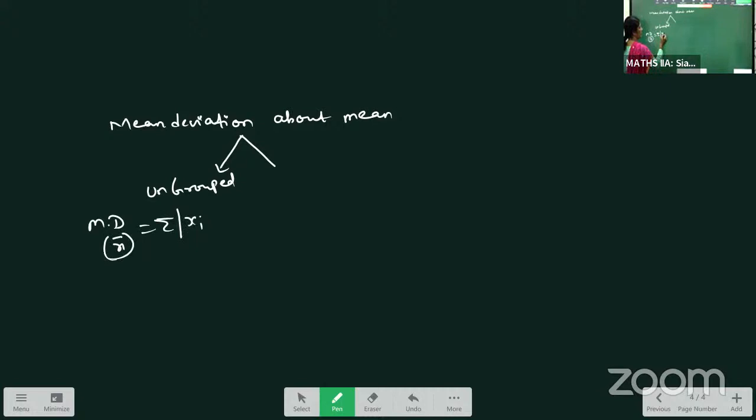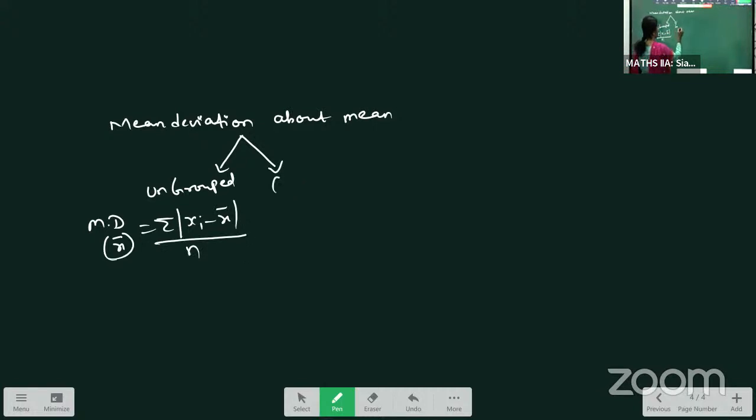His question is like this. Again, 2 different formulas will be there: ungrouped data and grouped data. If it is ungrouped data, mean deviation about mean is equal to sigma mod xi minus x bar by small n.